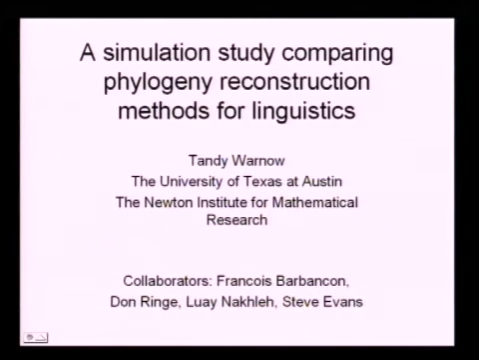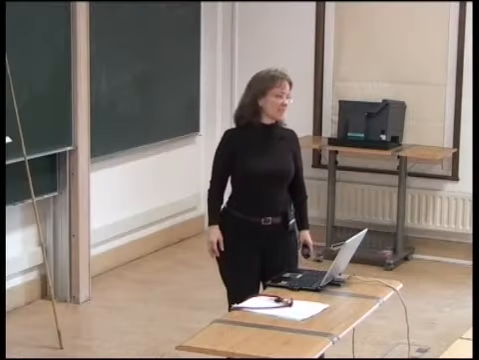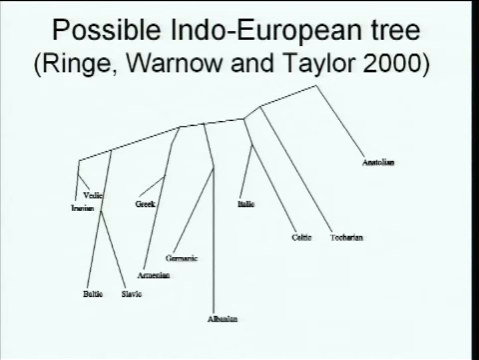And so this is a possible Indo-European tree. What that means is it's a possible history of the Indo-European languages, with the first child being Anatolian, the second being Tocharian, then a group containing Italic and Celtic and so forth.